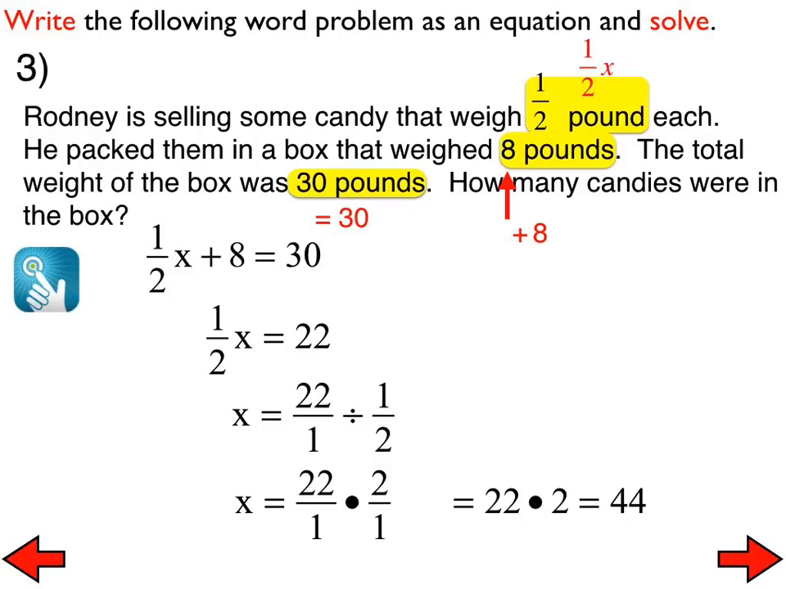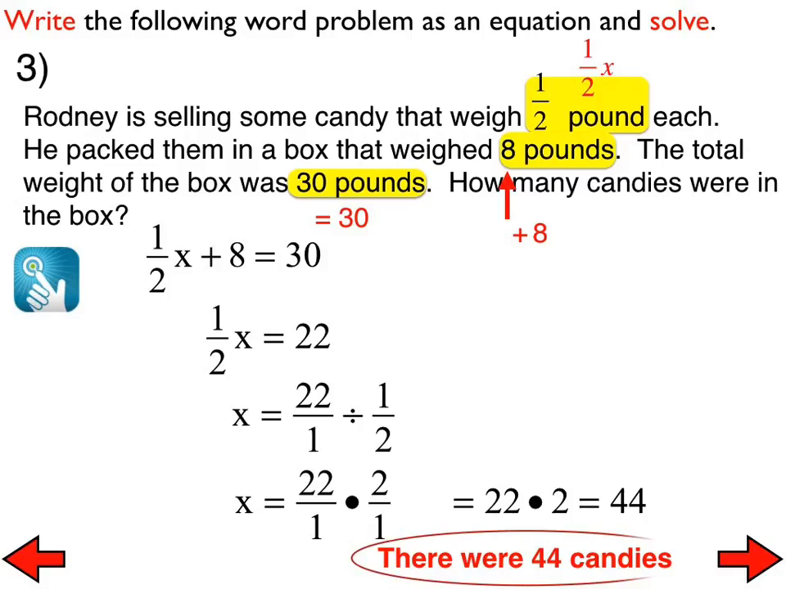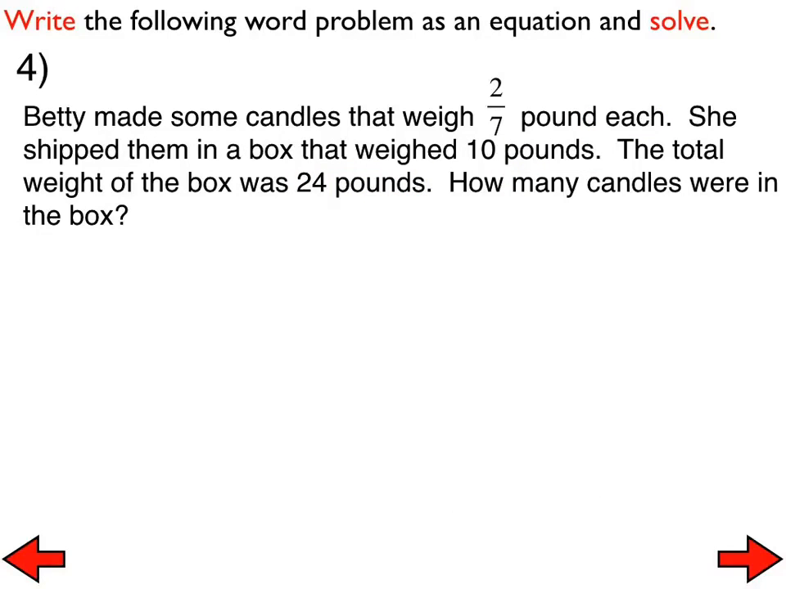We just multiply straight across. 22 times 2 is 44. How many candies were in the box? As a sentence? There are 44 candies in the box. Very nice. Let's do 4 and 5. Go ahead and just finish both of those.